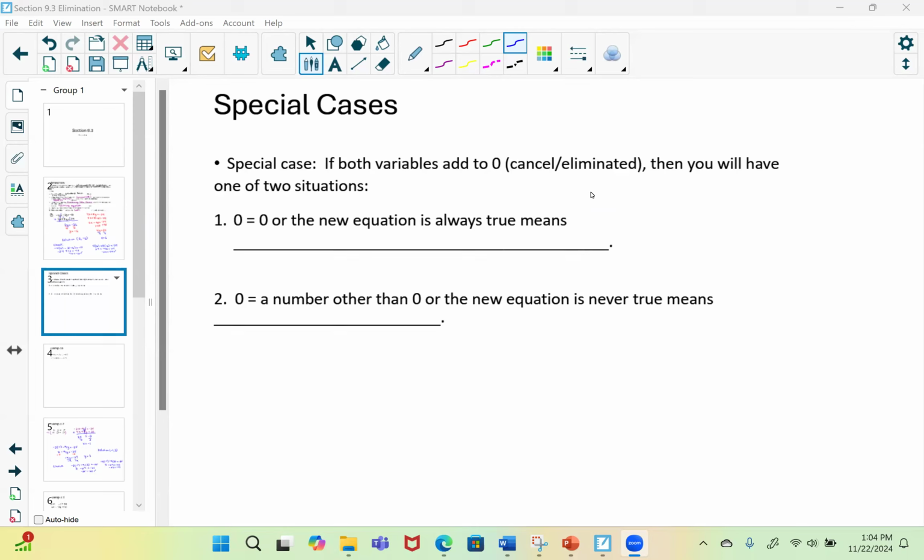So on the notes again, we're going to go back to the first page, and we're going to look at the two special cases and then do an example of each one in this video.